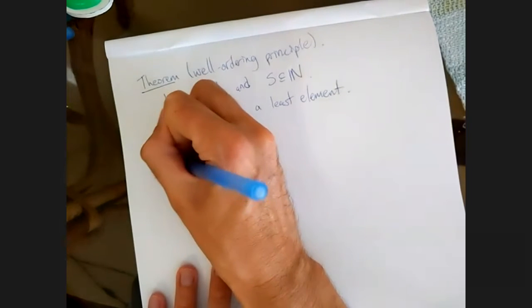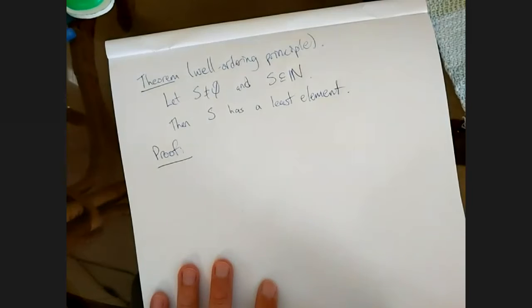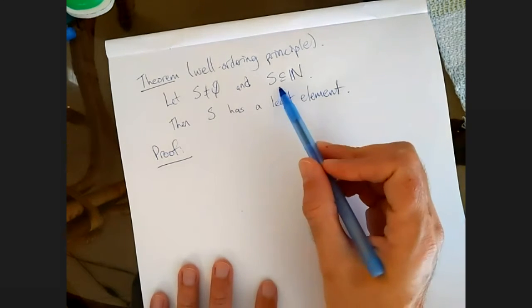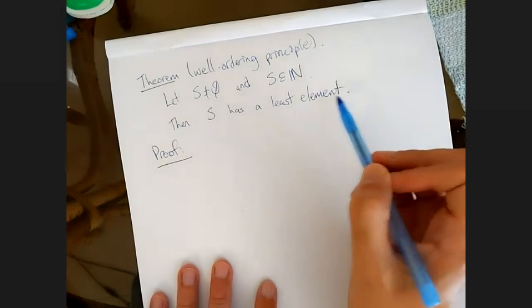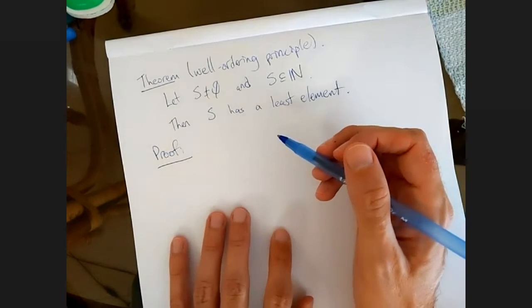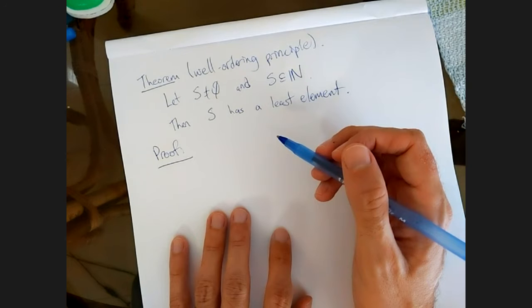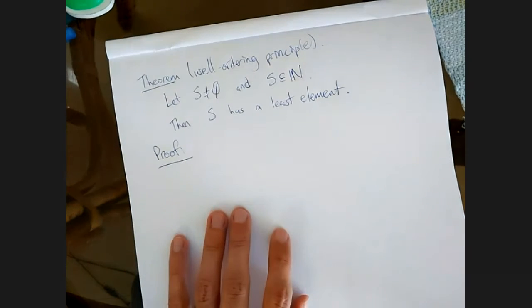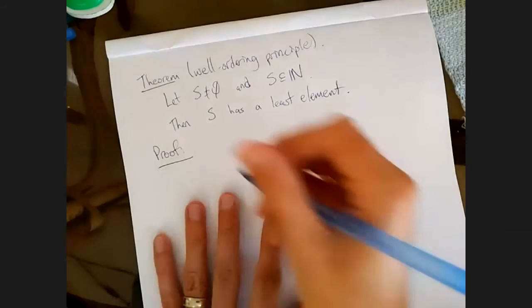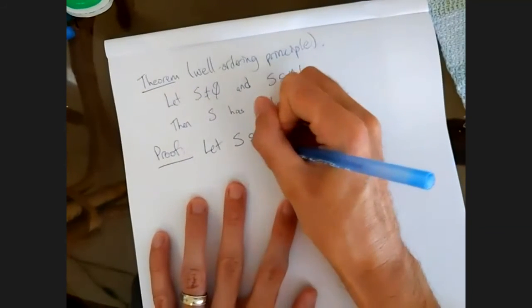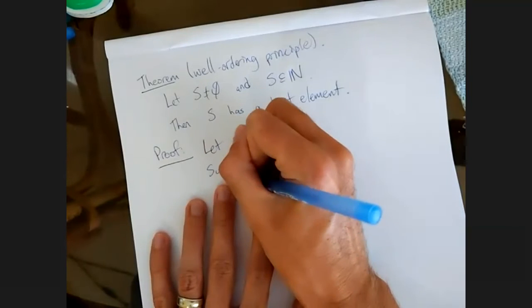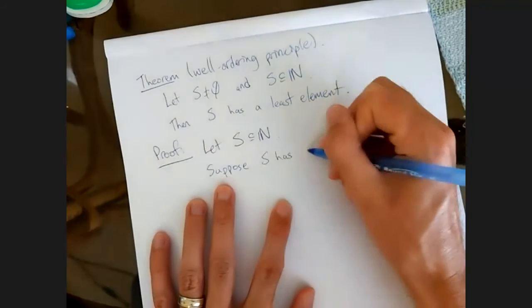So, proof. What we're going to do is prove that if S is a subset of the natural numbers which has no least element, then S is equal to the empty set. Okay, so let S be a subset of the natural numbers. Suppose S has no least element.